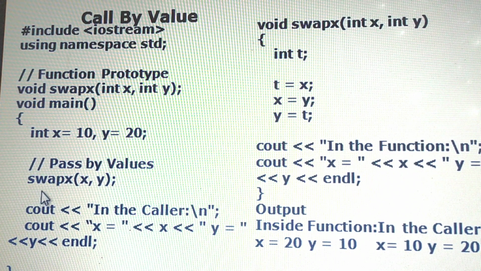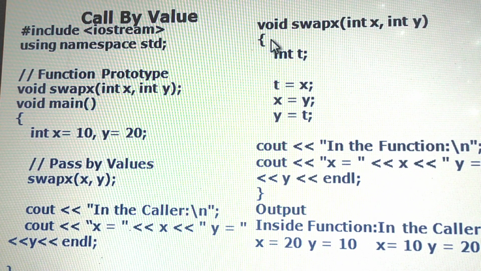Then calling the function with two arguments x and y. The value of x is passed to the first parameter of the defining section. The value of the second argument is passed to the second parameter of the defining section. The defining section is written like this: void, the name of the function, parameter list one by one. Then the body of the function starts, execution starts. Temporary variable t. Then the value of x, the first parameter, is assigned to t. What is that? 10.